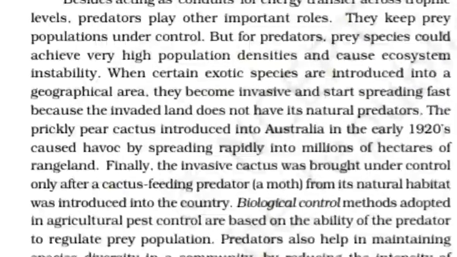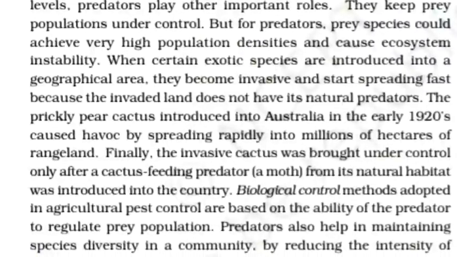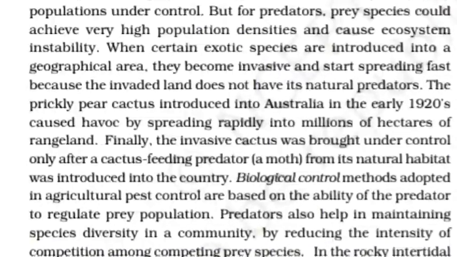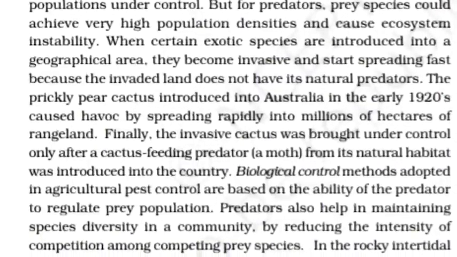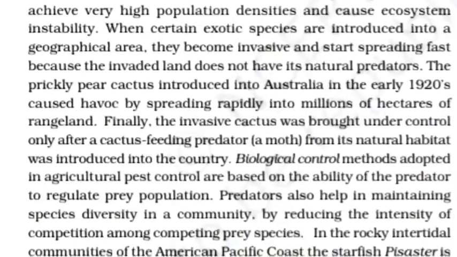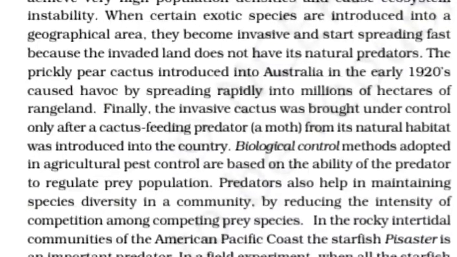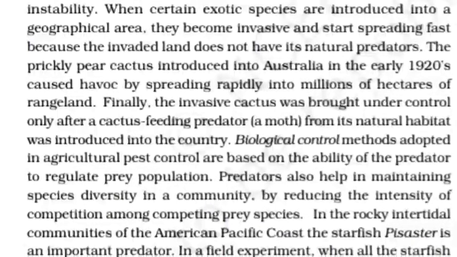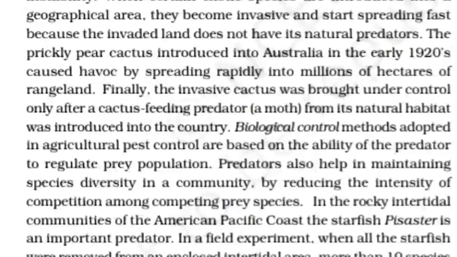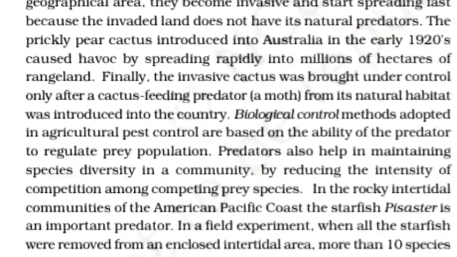The prickly pear cactus, introduced into Australia in the early 1920s, caused havoc by spreading rapidly into millions of hectares of rangeland. Finally, the invasive cactus was brought under control only after a cactus-feeding predator, a moth, from its natural habitat was introduced into the country. Biological control methods adopted in agricultural pest control are based on the ability of predators to regulate prey populations.